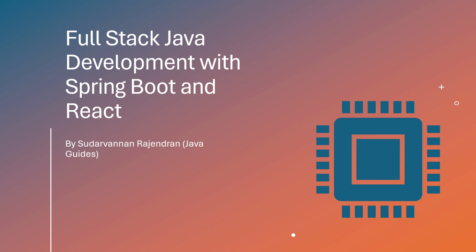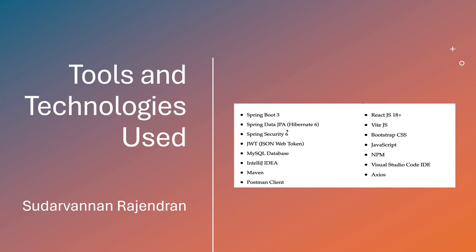In this course, you will learn how to build full stack web applications using Spring Boot and React.js. Well, there are tools and technologies that we are going to use in this course. At the back end, we will use Spring Boot 3, Spring Data JPA, which internally uses Hibernate 6, and we will use Spring Security 6. We will use JWT, and then we will use MySQL as the database and IntelliJ as the IDE, and then Maven as a build tool and Postman client to test backend Spring Boot REST APIs.